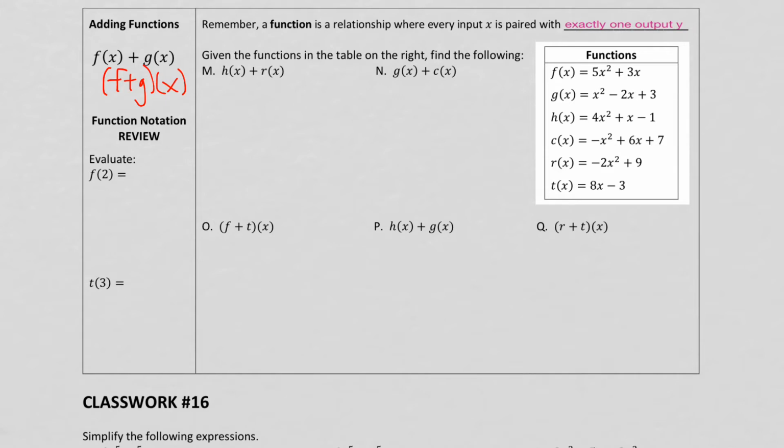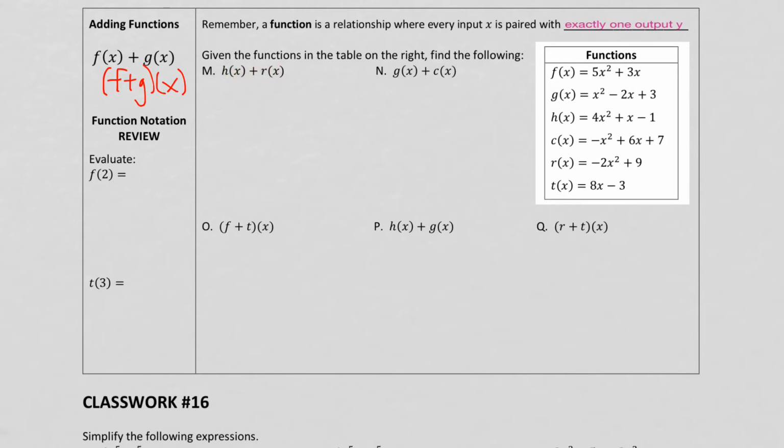So with that being said then, guys, in these examples, I give you a table of different functions. Here, all of their names, there's f, g, h, c, r, and t. And so I'm going to pose different questions for you that you're going to pull from here to actually compute. Let's start with example m. So example m says h of x plus r of x.